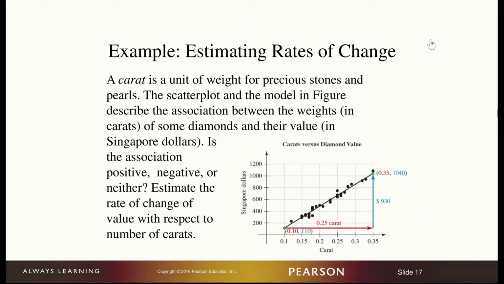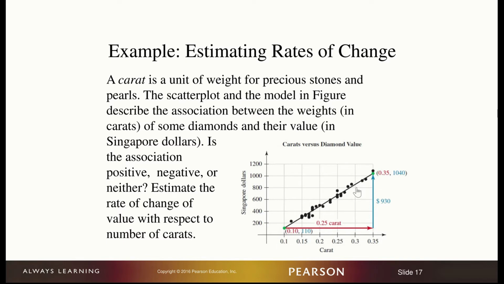Let us look at another application. Here we're going to be estimating rates of change. A carat is a unit of weight for precious stones and pearls. The scatter plot and the model in the figure describe the association between the weights in carats of some diamonds and their value in Singapore dollars. Is the association positive, negative, or neither? And estimate the rate of change of value with respect to number of carats.